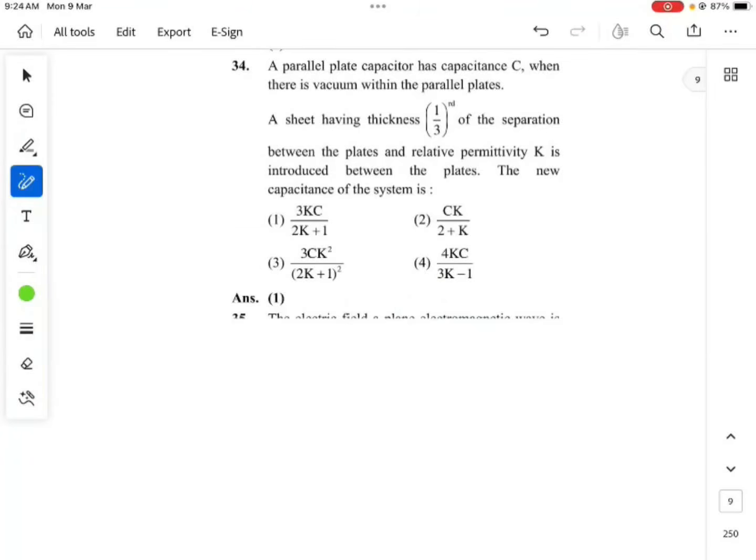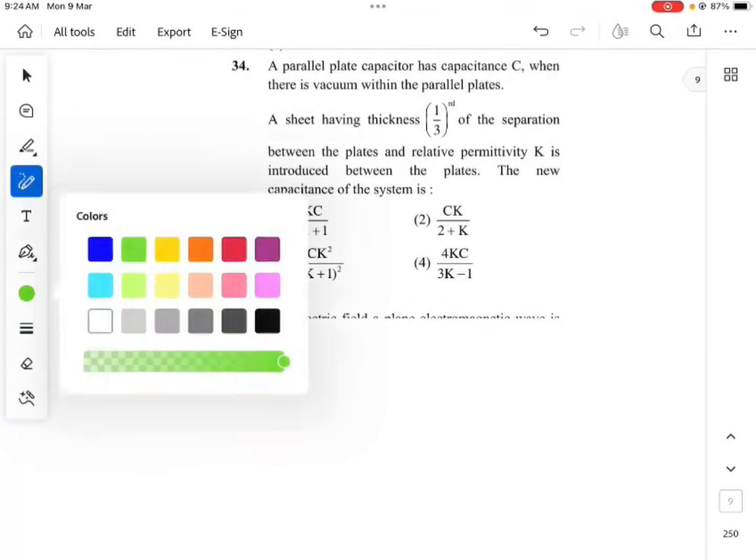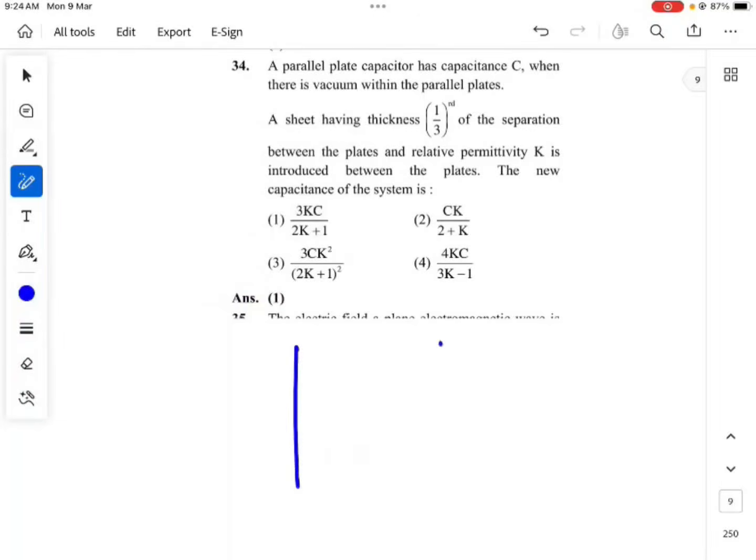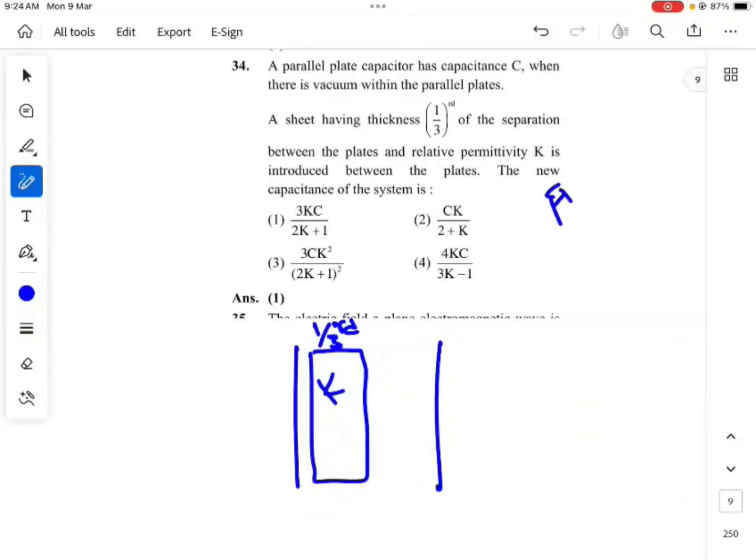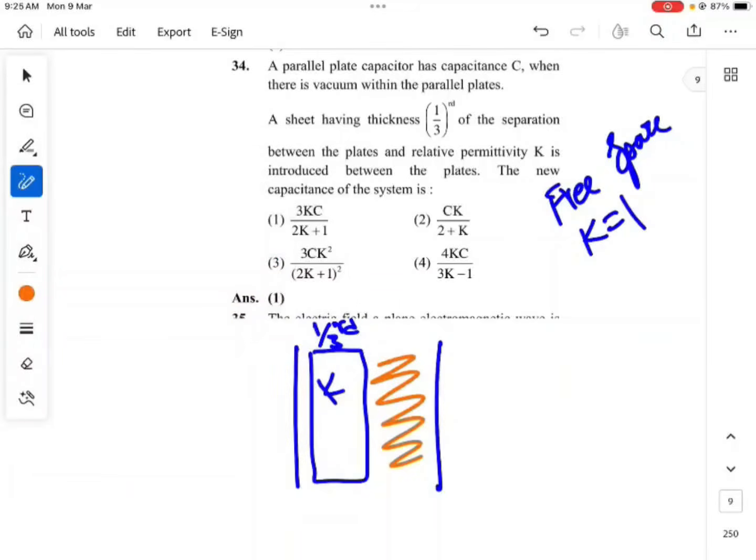Okay. Now this question, look at it, looks terrifying, but it's a very easy question. A capacitor plate is given, and you have 1/3 of the length filled with dielectric constant K. But have a look at it. What is the dielectric constant for free space? K is equal to 1. So if you put K equal to 1, what should you get? Because this space is filled with free space, right? I mean, there's nothing there.